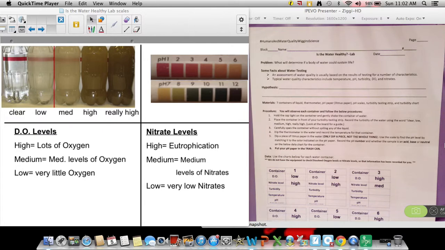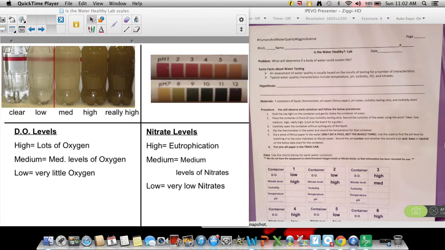So I'm going to go on with the materials. The materials that we're going to be using are 7 containers of liquids that are going to represent samples of different bodies of water. We're also going to use a thermometer, pH paper, which is the litmus paper, a turbidity testing strip, and a turbidity chart. On the left side of the screen, you will see the turbidity chart or scale that you can use as reference to identifying the turbidity levels. You also have the pH scale that you will be comparing your pH strips to, the DO levels, and the nitrate levels.